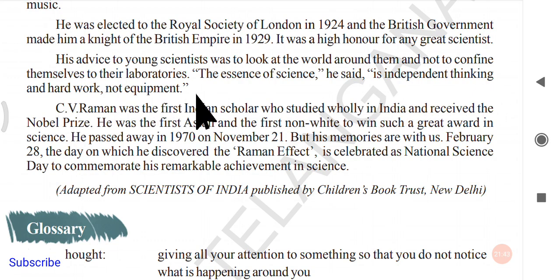What is he saying? The essence, the importance of science, is independent thinking, in the sense of your own thinking and your own hard work, and not equipment. Don't depend much on the equipment of the laboratory. Depend on your own thinking and your own hard work. Don't depend on the equipment in your laboratories.